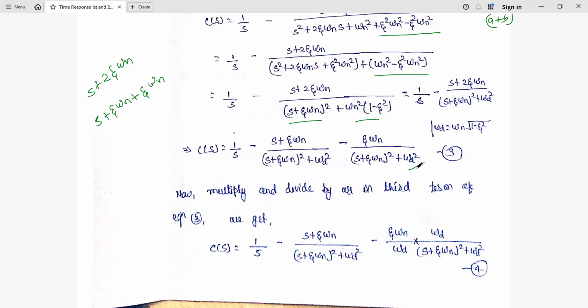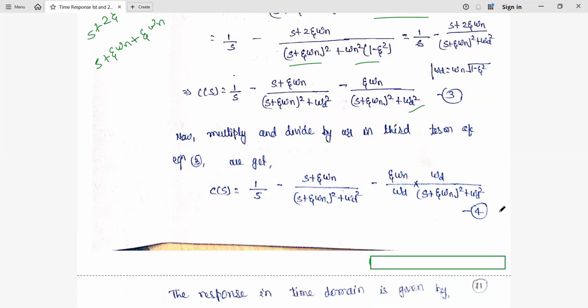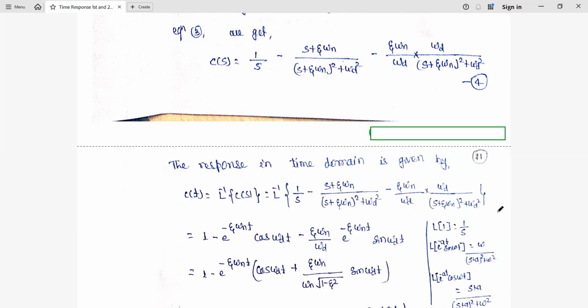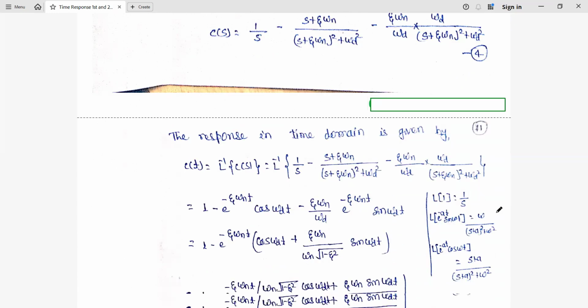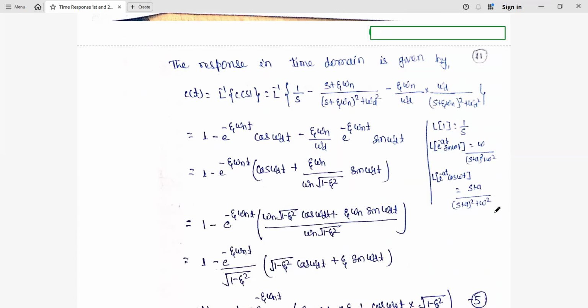This is the damped frequency. Why we are multiplying, dividing all this means we'll obtain the standard format. So it will be easy for us to obtain the Laplace inverse. So finally, now it is time to obtain the function in terms of time domain. For that, we are going to take the Laplace inverse. So Laplace inverse of 1 by S is 1.